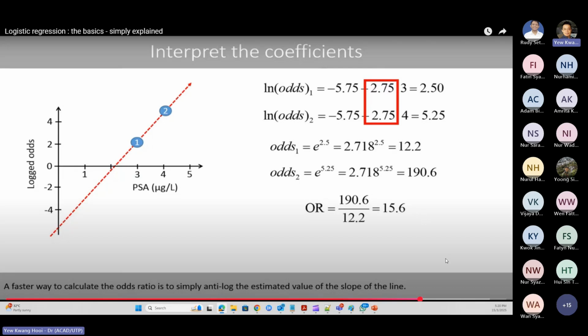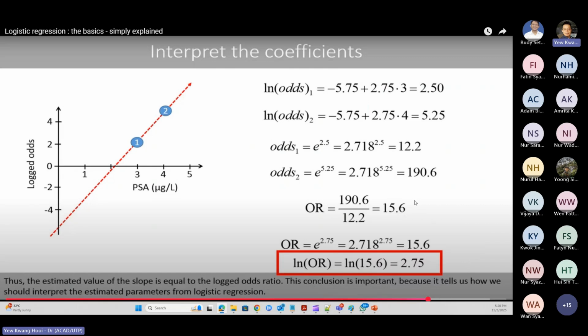All right. And then the odds ratio is given by 190.6 divided by 12.2. I can show how fast the odds increase from 0.1 to 0.2, which is just one PSA increase. With just one PSA increase, the odds will increase 15.6 times. This conclusion is important.